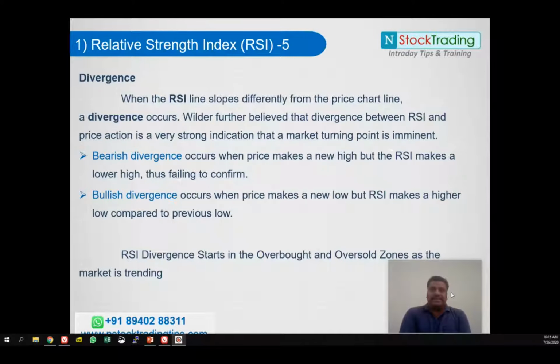Now, divergence is to be considered when it starts and happens in the overbought or oversold zones. Is it clear? Divergence is when the price and RSI are moving in different directions. When this happens in the overbought or oversold zones, it means a market reversal is possible in the very short term. Okay, this is about divergence.